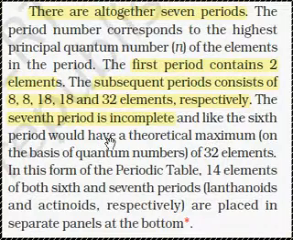The seventh period is incomplete, and like the sixth period would have a theoretical maximum, on the basis of quantum numbers, of 32 elements. In this form of periodic table, 14 elements each of the 6th and 7th periods, which are known as lanthanoids and actinoids respectively, are placed in a separate panel at the bottom. We'll discuss them in detail later.